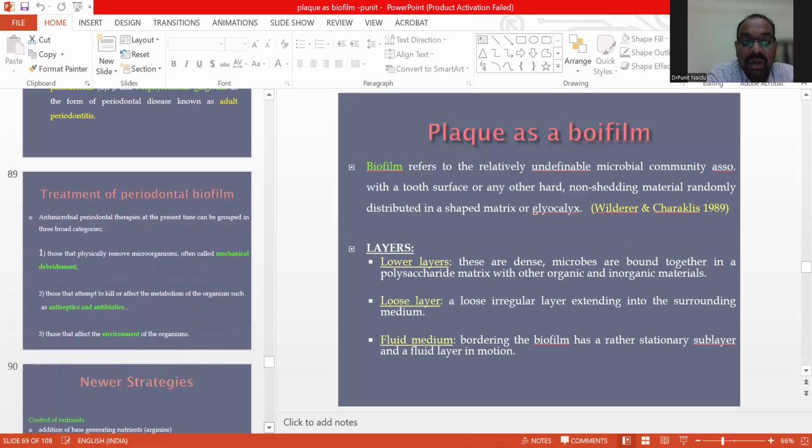The treatment of periodontal biofilm can be categorized into three groups. The first one is to physically remove microorganisms through mechanical debridement. The second one is to attempt to kill or affect the metabolism of the organism, which is antiseptics and antibiotics. And the third one is affecting the environment of the microorganisms.